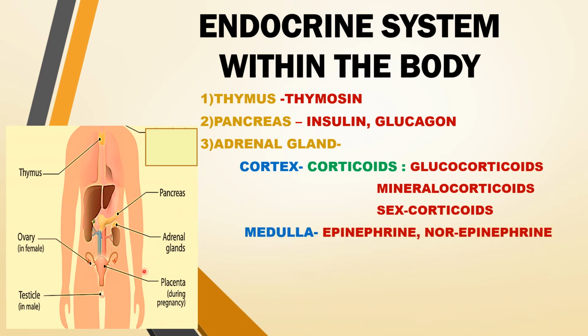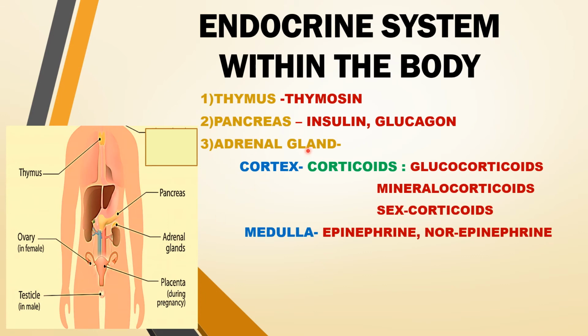The adrenal gland is a pyramid shaped gland and it lies above the kidney. So it got the name adrenal glands. Ad means above and renal means kidney. So adrenal means above the kidney. Each gland has an outer cortex and an inner medulla.